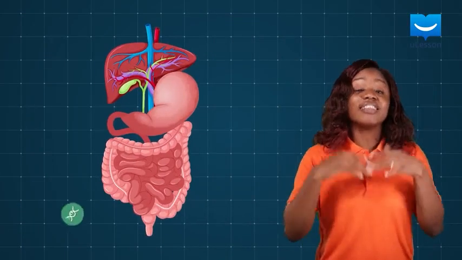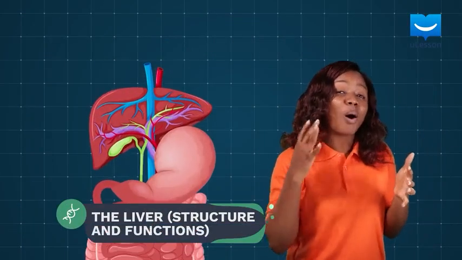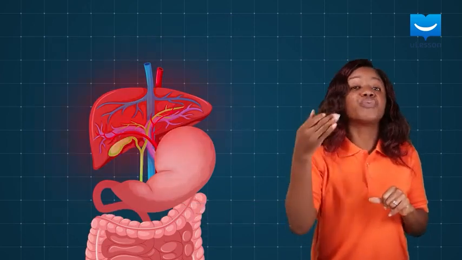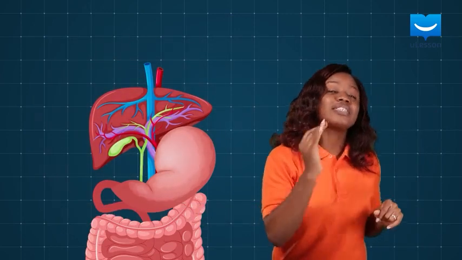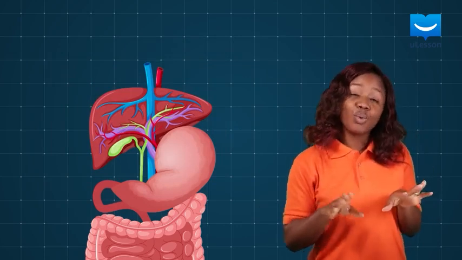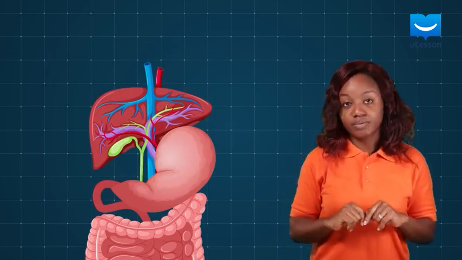The liver is a large organ in the right upper side of your abdominal cavity, and it is protected by your rib cage. It serves several functions including homeostasis. In this lesson, we'll learn what these functions are.